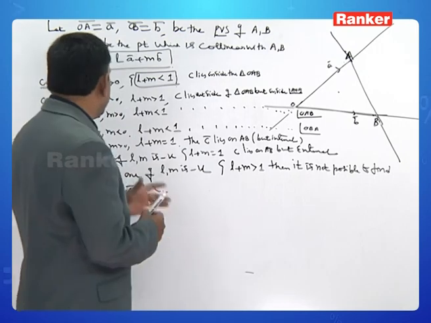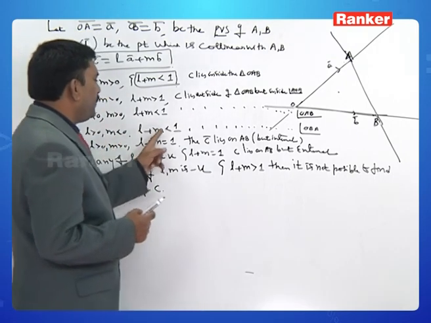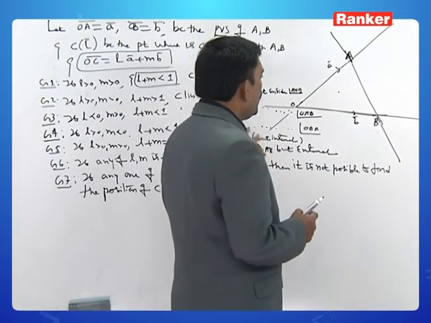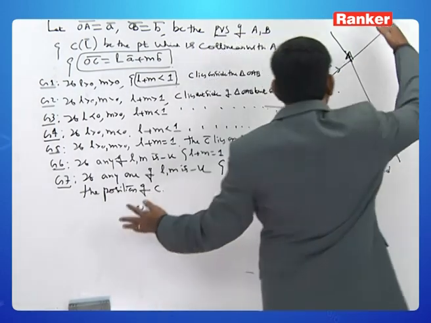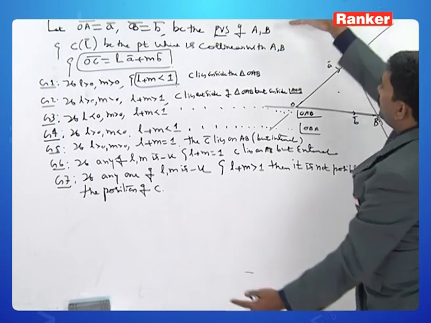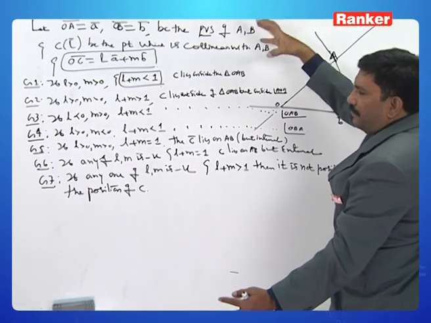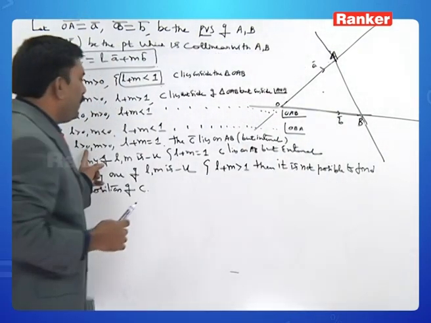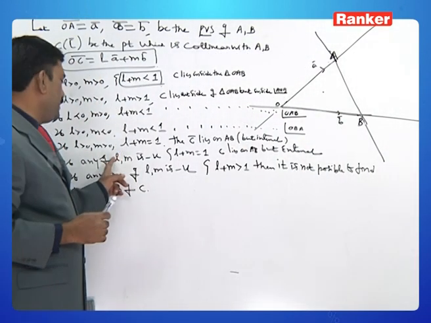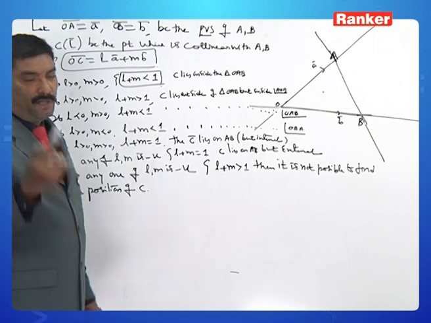Followed? Next, L positive, M negative, L plus M less than 1, but it lies outside the triangle OAB but inside the angle OBA, maybe here, correct? This is the position of C. Next, if I go to L positive, M positive, L plus M is equal to 1, you go to what?